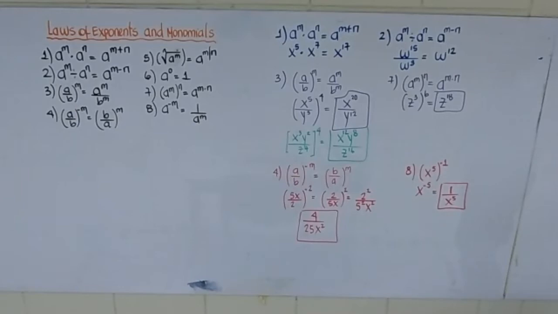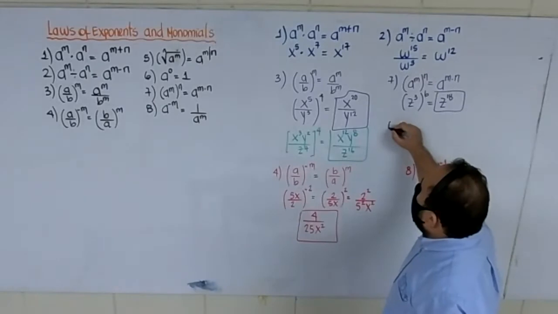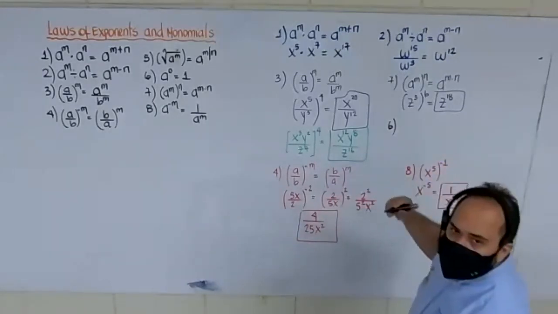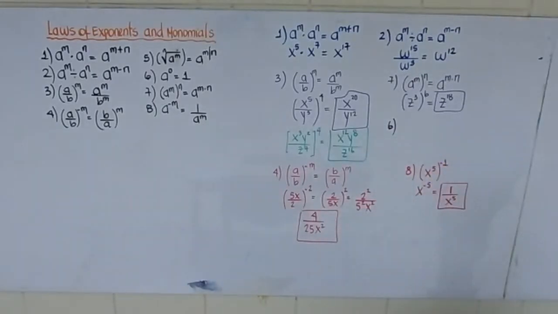Understood? Perfect. Now, I'm going to explain rule number 6 quickly. In rule number 6, I'm writing over here, it's not complicated. It's the most simple rule that you're going to get.